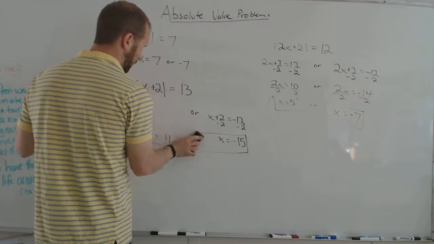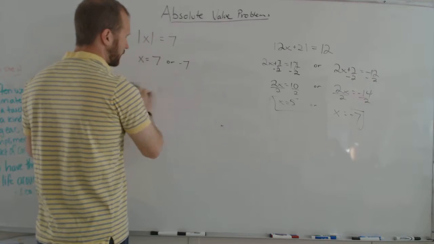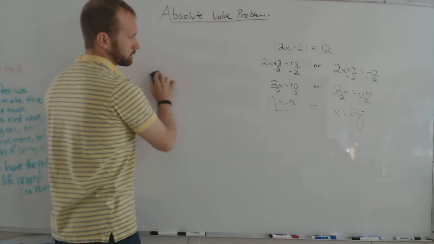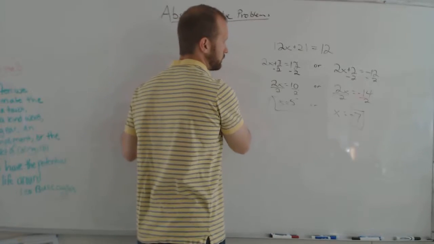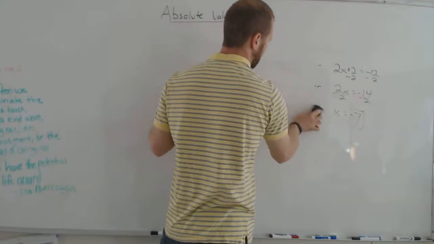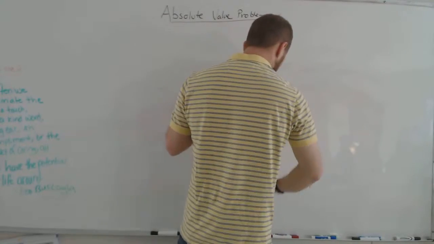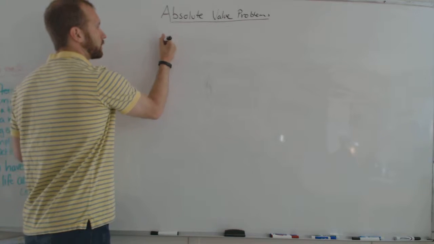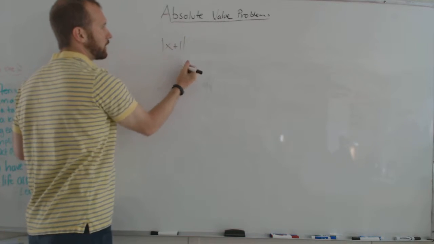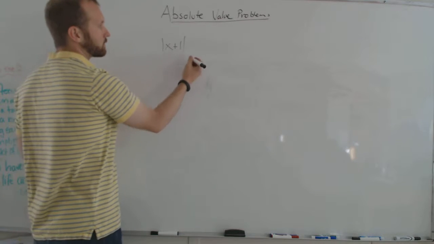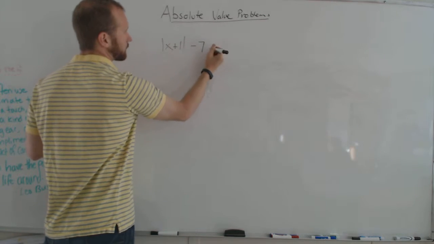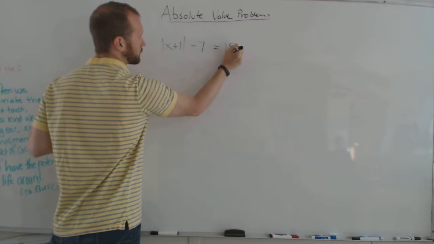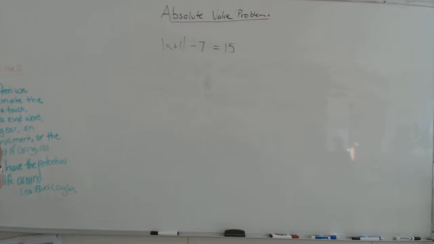Okay. Questions? I'm going to add one more thing. There's one other step here. So what if I have x plus 1 in the absolute value, but then I have something outside of the absolute value? Maybe I have like a minus 7. And then that equals 15. This is going to be a little bit different.